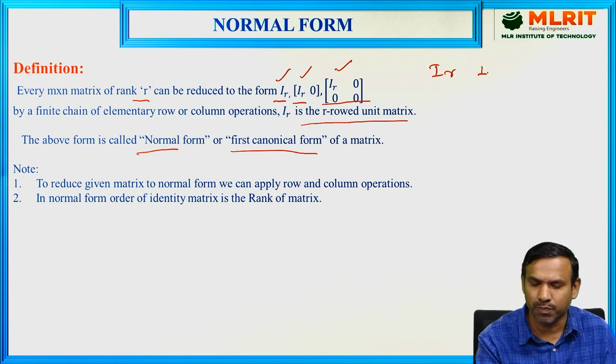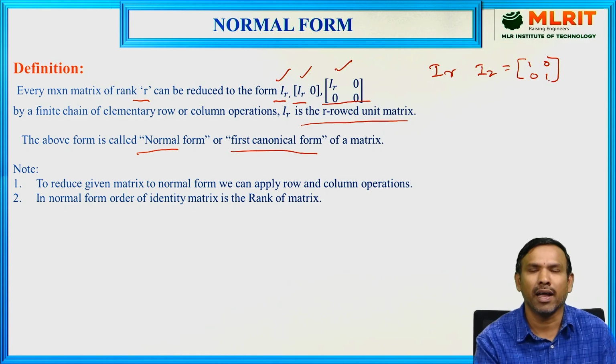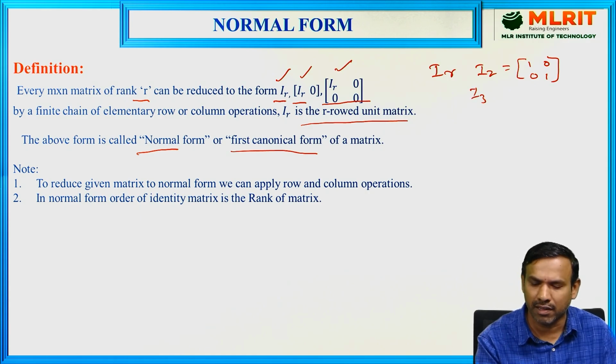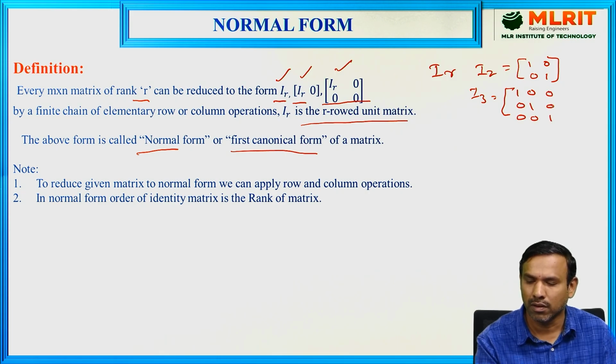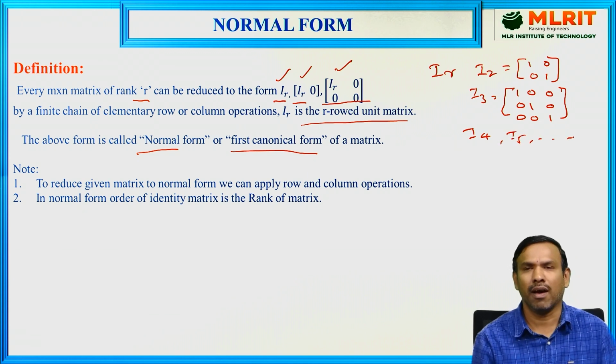Let us say I_2. I_2 is, as we know very well, [1 0; 0 1]. It is also a normal form. Let us say I_3, which is also a normal form: [1 0 0; 0 1 0; 0 0 1]. Like that, I_4, I_5, I_6 are all normal forms. Every identity matrix is a normal form.